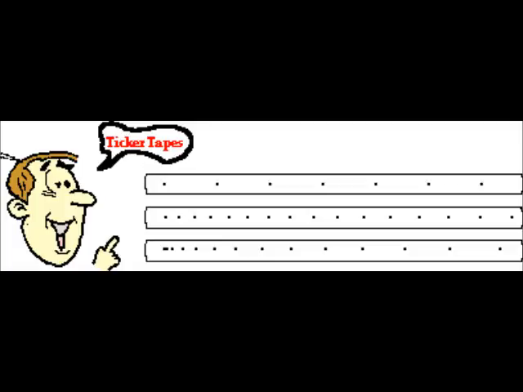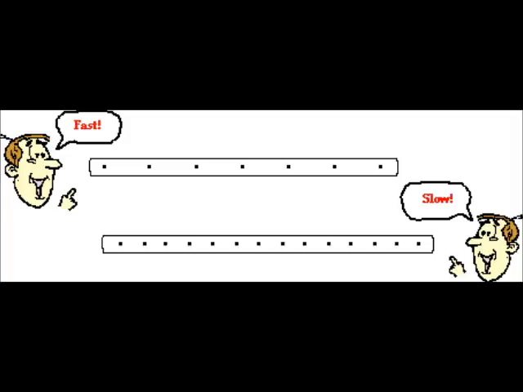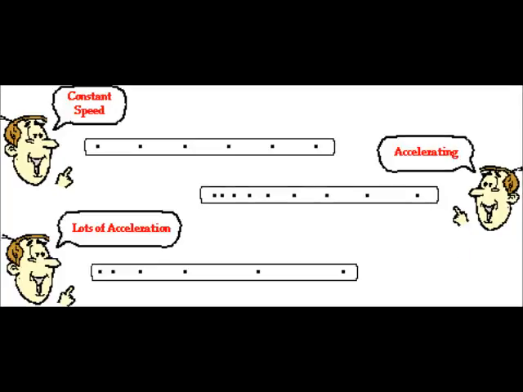And to demonstrate these factors, we used a mousetrap car example. And also a diagram of ticker tape helps to show what actually happens when accelerating and slowing down.